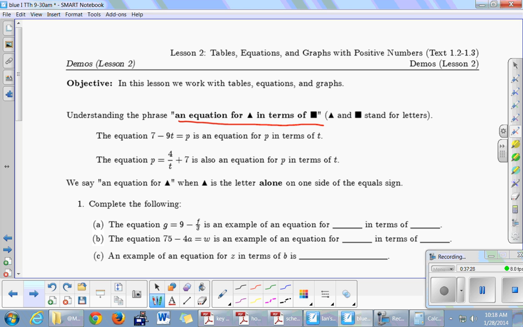Can we hear the next one? The equation P equals 4. Okay, and let's move on. Geneva, we say?